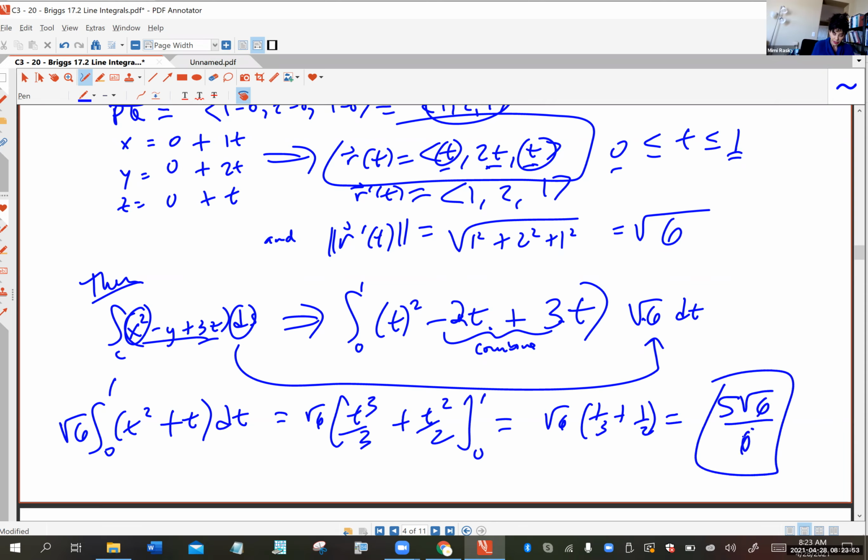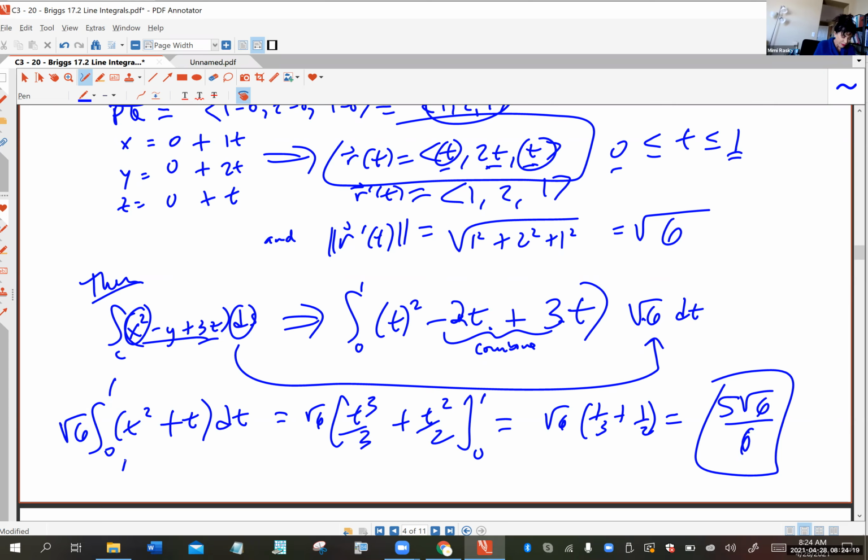Now, typically, these scalar line integrals should end up being a positive result because they usually represent the mass of a wire, although I have seen some Briggs homework problems where the answer ends up being 0 after you do all the work, or a negative number, which is just weird. All I can say is that's weird.